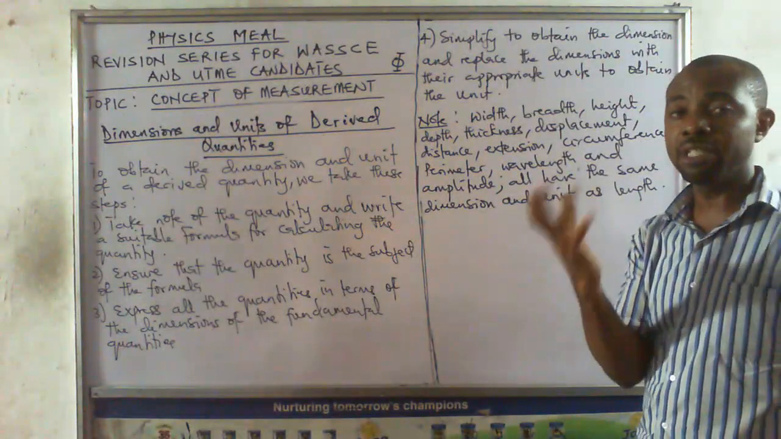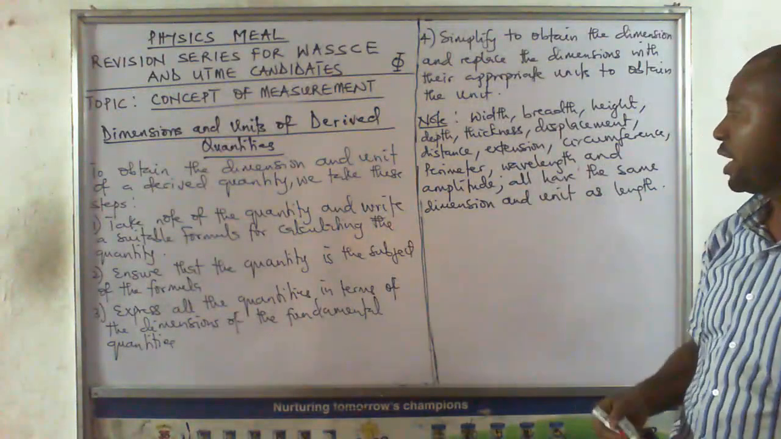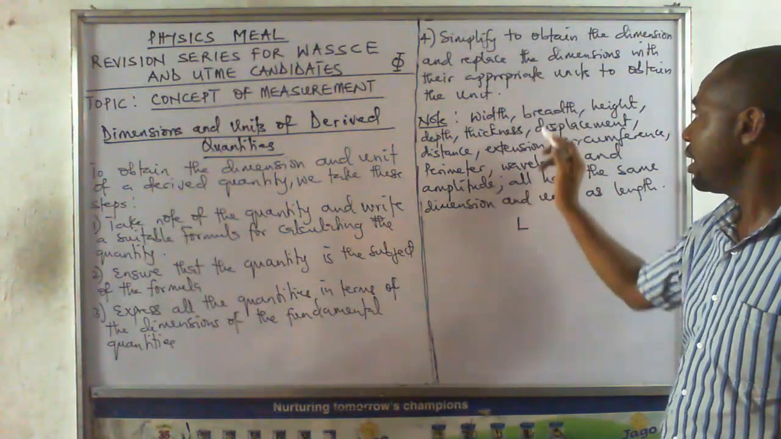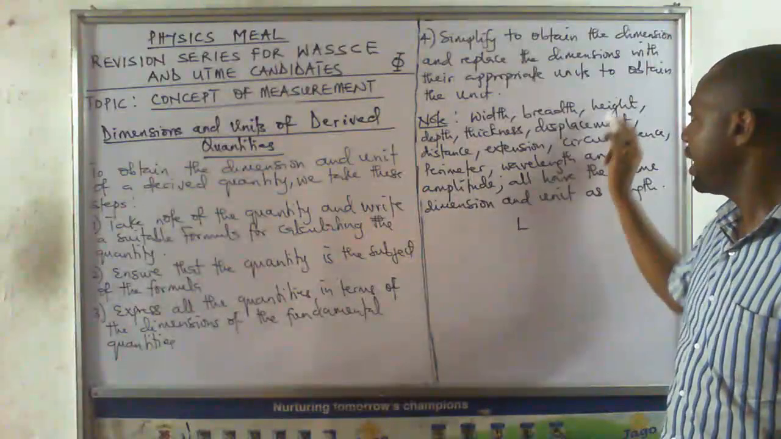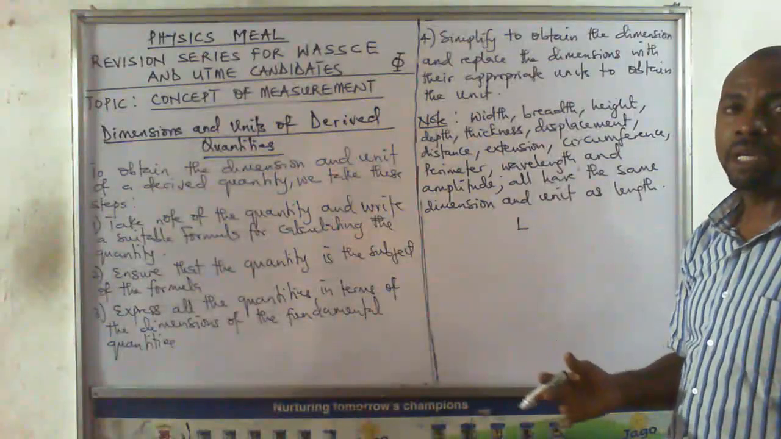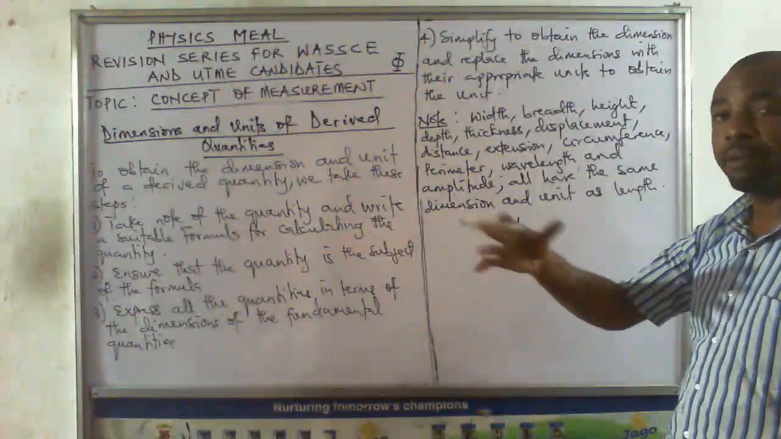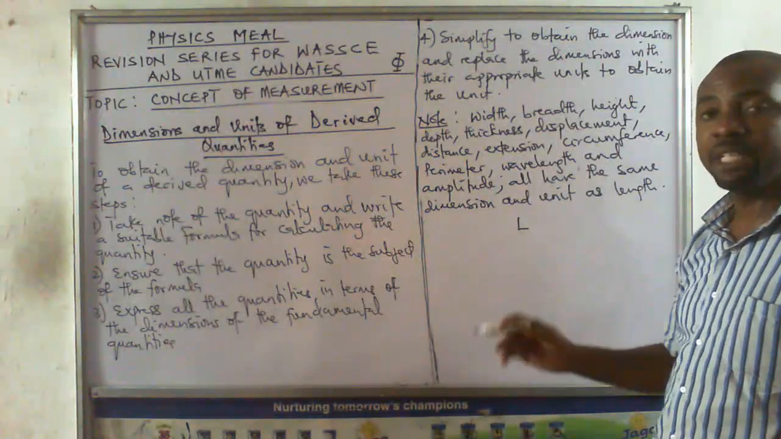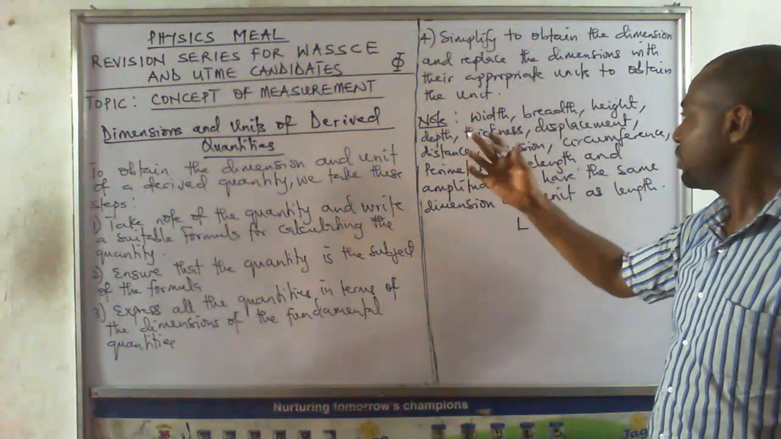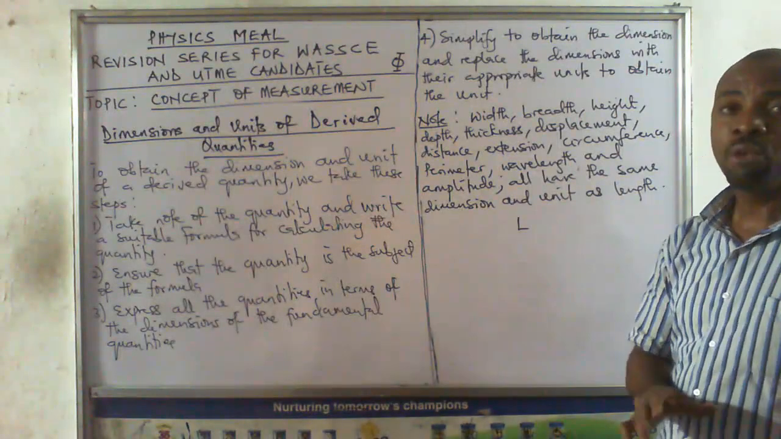You remember that when we looked at the fundamental quantities, the table that we considered, we discovered that the dimension of length is actually L. So the dimension of width is L, dimension of breadth is L, height L, distance L, displacement L, wavelength that we consider in wave motion is L, circumference of a circle, perimeter of a shape, their dimension is also L, amplitude L, distance we have said that, depth, height, they all have the same dimension as L.